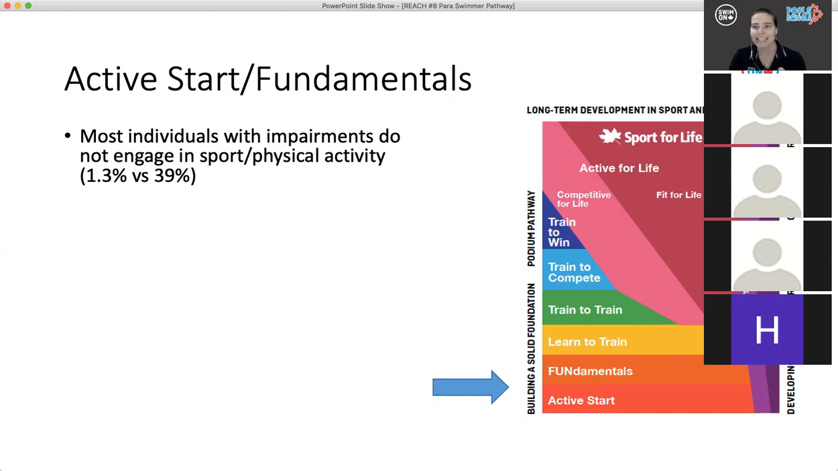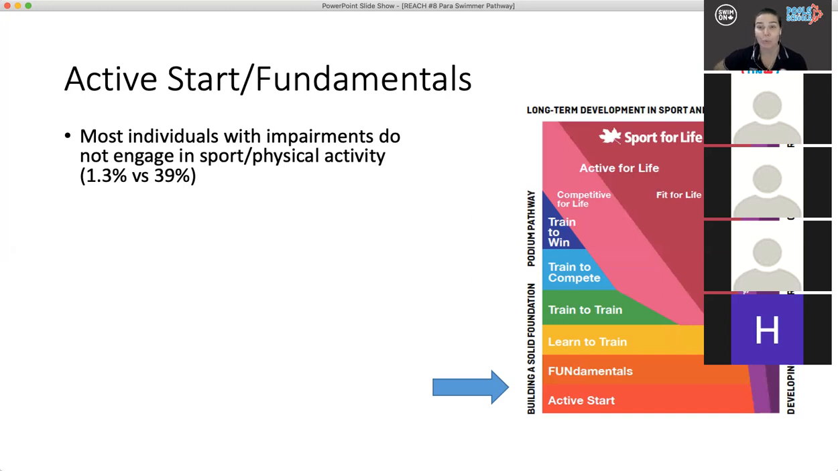Why is this important? This is important because most individuals with an impairment do not engage in sport and physical activity to the point where it is actually making a benefit to their health. In fact, only 1.3% of individuals with a physical impairment are engaging in sport to the point where it's going to make a difference compared to 39% of the general population. We know that 3% of individuals with impairments are engaging in sport or in physical activity. But again, those numbers are really low.